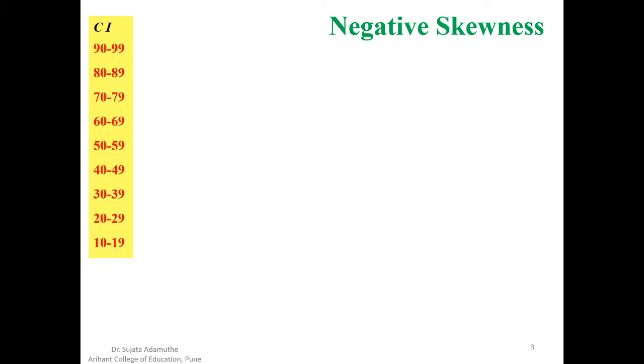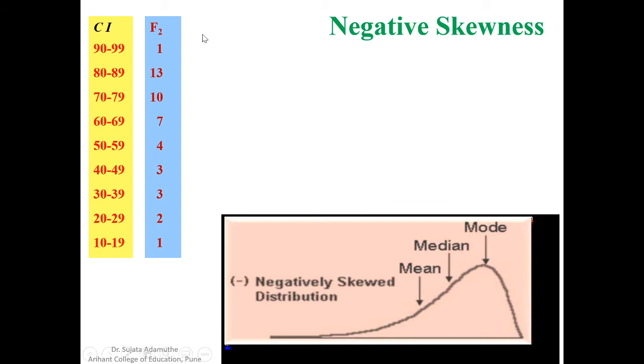Then we will see negative skewness. There are two types of skewness, negative skewness and positive skewness. From that, for negative skewness, we will see the second group. That means the maximum frequency, the highest frequency, if we plot the graph, will come on the right side, right? We'll see how it will come. See the graph here. If we observe this frequency and the graph, the 13 is on 80 to 89. That means here 13 is the maximum frequency.